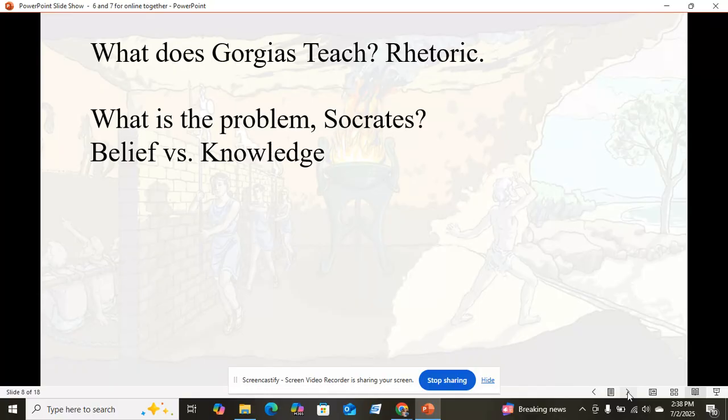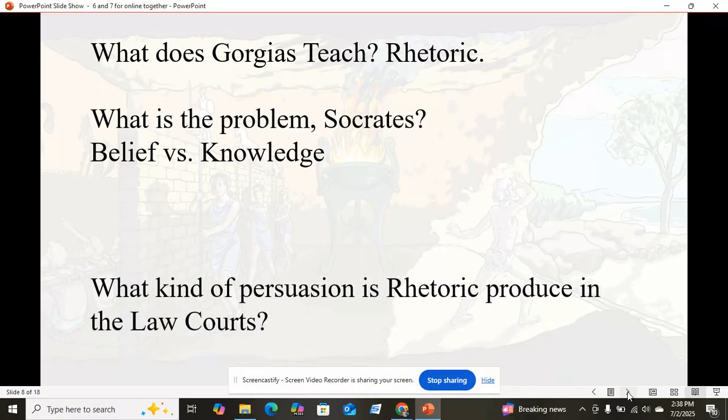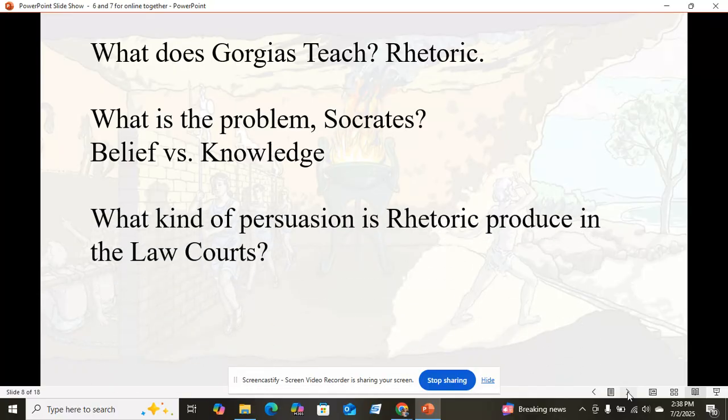And this is integral for the rest of the conversation on a lot of levels. But when it comes to rhetoric, this is what bothers Socrates about rhetoric and why he says it can't be an art. Right? Because Gorgias himself says it's about persuading people in lawmaking and in the courts of law and in court cases, right? That's what rhetoric is meant to produce.